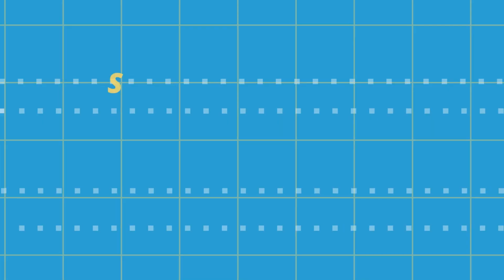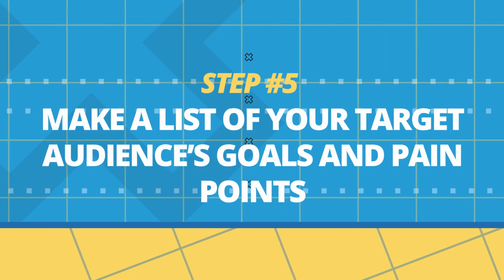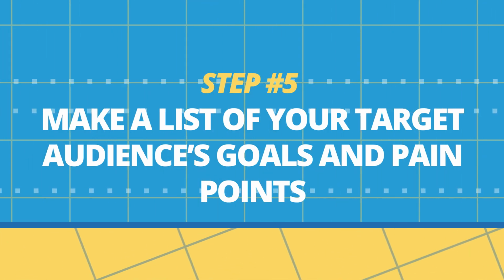So that's why this step is so important, both for understanding how to address your target audience as well as for the technical side of things and setting up your campaign correctly. All right, so then moving on to step 5, make a list of your target audience's goals and pain points.